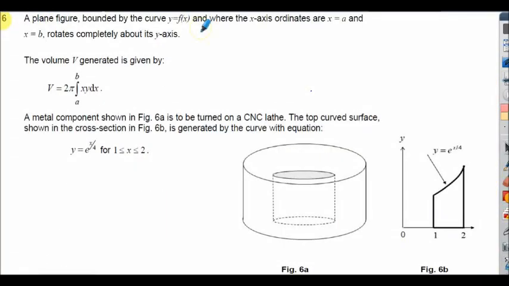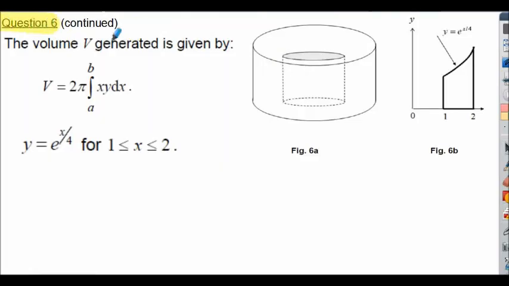And question 6. This relates to integration using volume of revolution, given the equation required in the question here. Solution shown on the following slides. Question 6, just slightly enlarged view here. We will need to replace y in this equation with the function of y given in the question for our curve between the limits of 1 and 2.